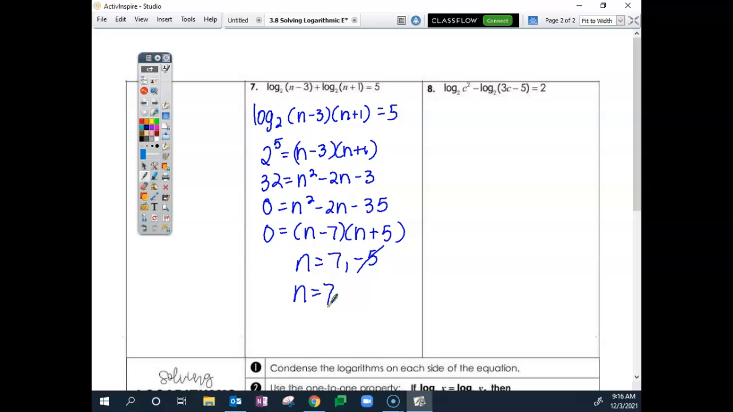What does the subtraction mean? Division, so I'm going to have log base 2 of c squared over 3c minus 5, and that equals 2. Am I set equal to a number now? Yes, so I can change it to exponential form. So I'm going to do 2 to the second equals c squared over 3c minus 5. So now, is it okay if I just put a 1 here? And now I can cross multiply? So 2 to the second is 4. And this equals c squared.